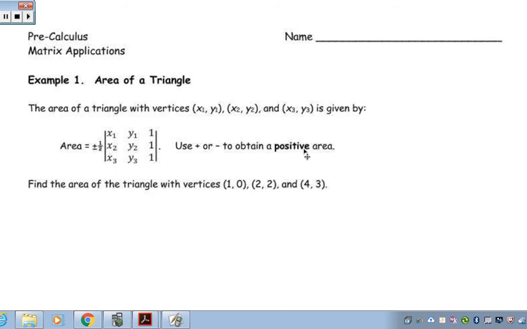Okay, today we're going to be on 1.4 with matrix applications, and there's just two applications we're looking at here. First one is to find the area of a triangle. This is the formula we're going to be using here, and you're going to be given three vertices. You will notice that the x coordinates will be listed in the first column, the y coordinates will be listed in the second column. And then it's just the determinant of this number.